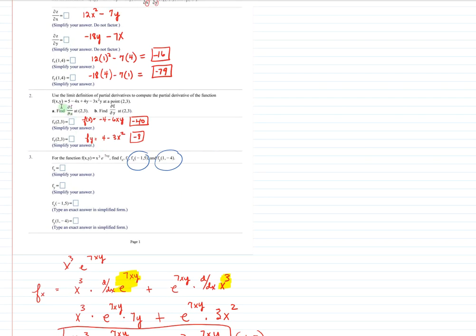Number 2, we have f(x,y) equals 5 minus 4x plus 4y minus 3x squared y, and a point (2, 3). So what they're saying is find fx of (2, 3) and fy of (2, 3). And the first thing we want to do is find our derivatives. So fx, that's when y is a constant.